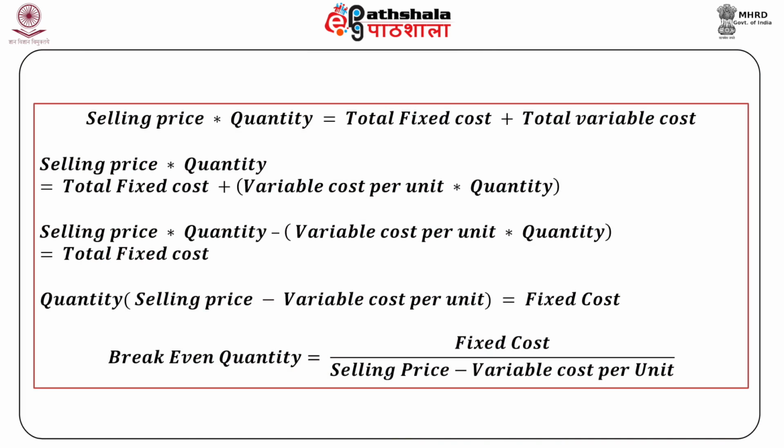TR is equal to TC. Selling price into quantity is equal to total fixed cost plus total variable cost. Thus, selling price into quantity is equal to total fixed cost plus variable cost per unit into quantity. Selling price into quantity minus variable cost per unit into quantity is equal to total fixed cost. Quantity, that is selling price minus variable cost per unit, is equal to fixed cost. Thus, break-even quantity is equal to fixed cost divided by selling price minus the variable cost per unit.